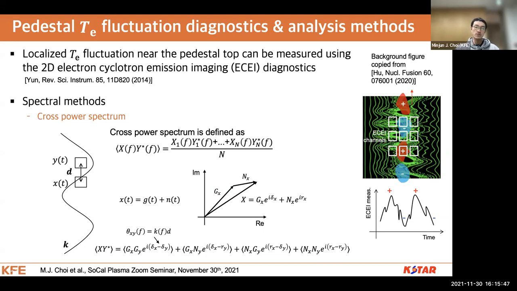One of them is the cross power spectrum. This is used to measure the fluctuation amplitude very accurately. Here cross means we used two different ECEI channels, separated in real space. These two channels are within the correlation length of the mode, and by calculating the ensemble average of the Fourier transform of these two signals, we can extract the real fluctuation amplitude.